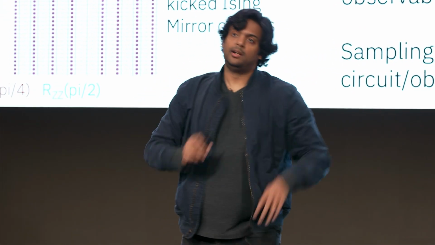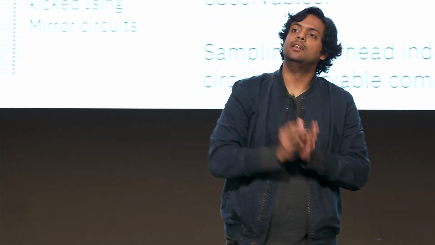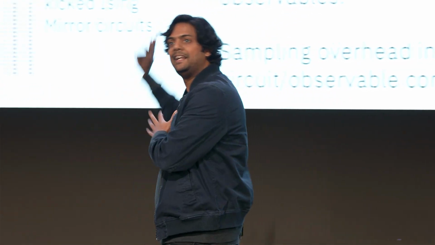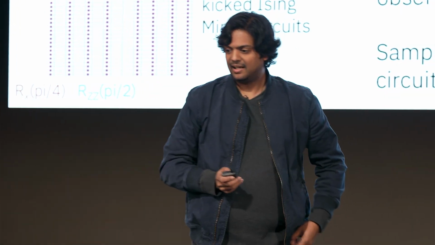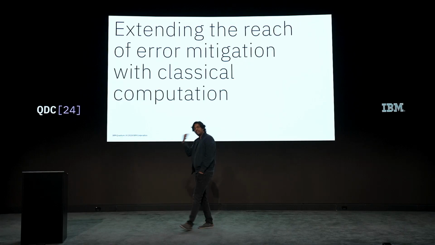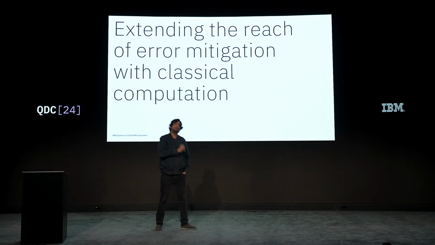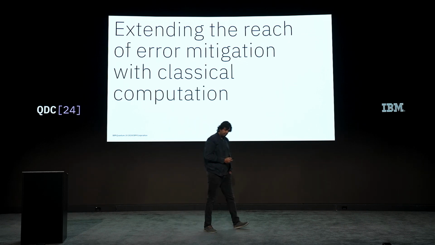Excellent. So I told you about zero noise extrapolation. I showed you the latest from our experiments with probabilistic error cancellation. I now want to talk about another very important emerging area, right? The use of classical HPC to extend the reach of error mitigation. This is also incredibly exciting, right?